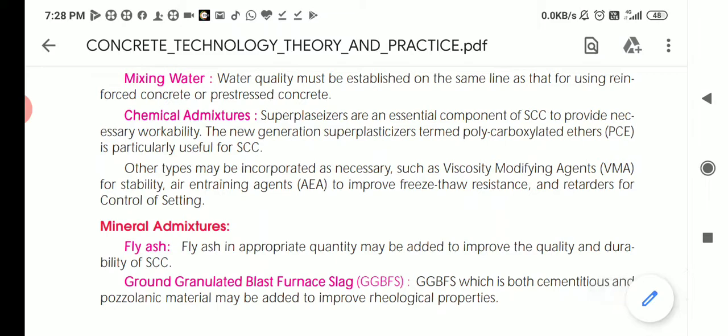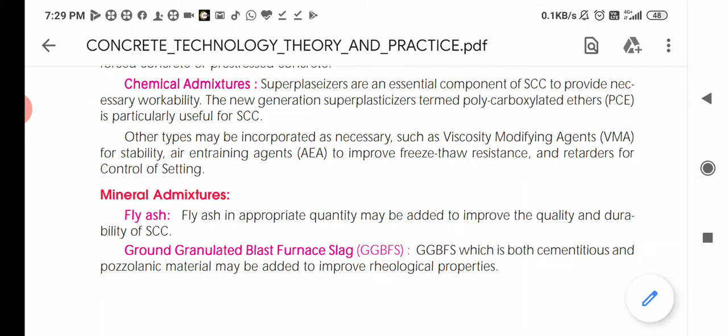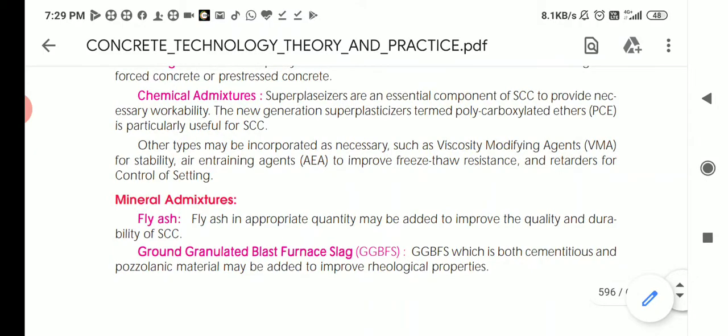Other types may incorporate necessary ingredients such as viscosity modifying agents for stability, air entraining agents to improve the freeze thaw resistance, and retarders for control of setting. So based upon the type of work, different types of chemical admixtures are added. Remember, super plasticizer, air entraining agents, retarders and VMAs, that is viscosity modifying agents, are also added.